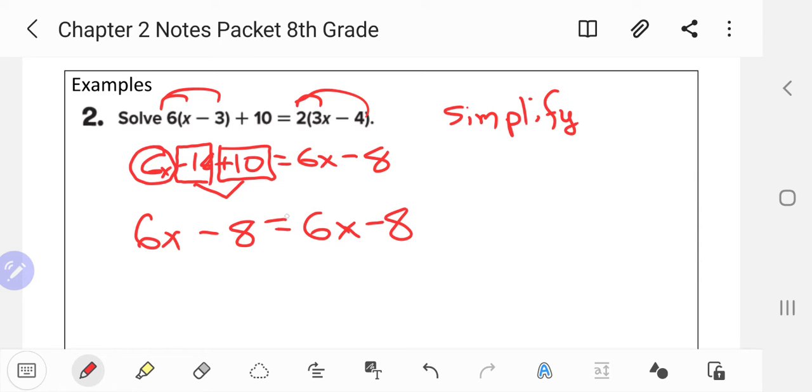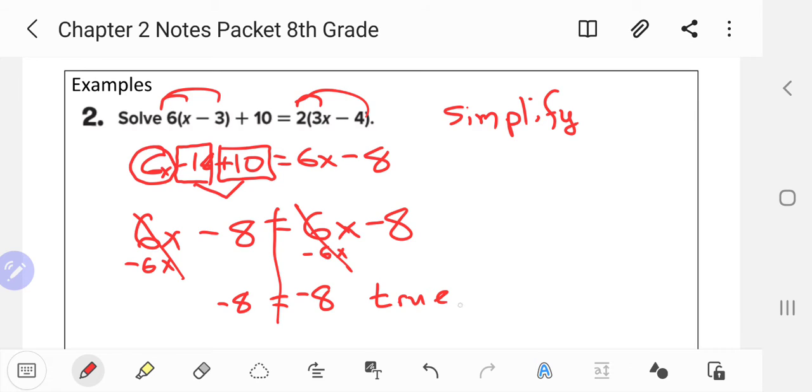I'm going to take it a little further because I mentioned that the variable terms cancel each other out, leaving no variable in the equation. Okay, so if I say, oh, variables on both sides, it looks like I'm going to have to get rid of one of those. So if I subtract the 6x here to cancel it out, I have to subtract 6x here, and what happens? They both cancel out. So I'm left with negative 8 equals negative 8. And since we get a true statement with no variable, all right, we call that the identity.